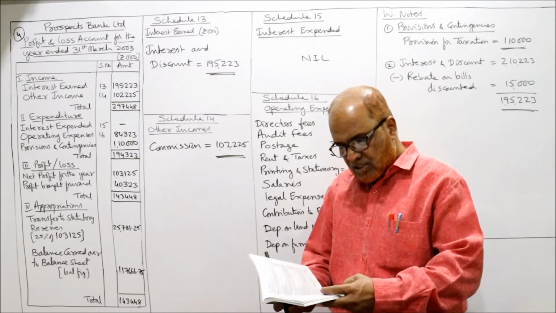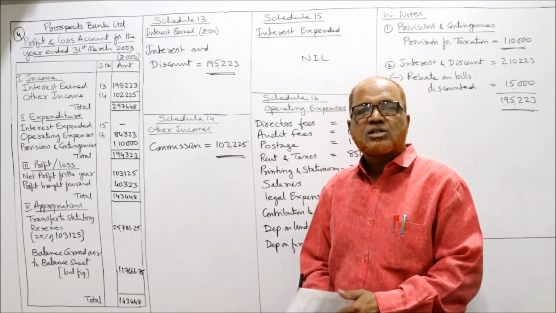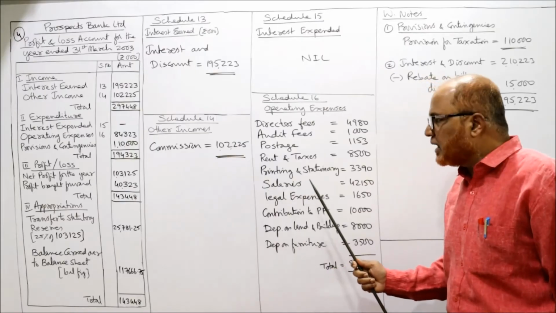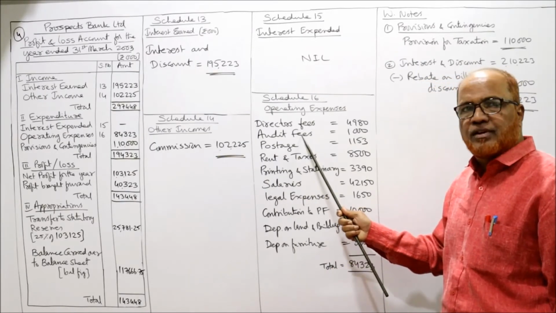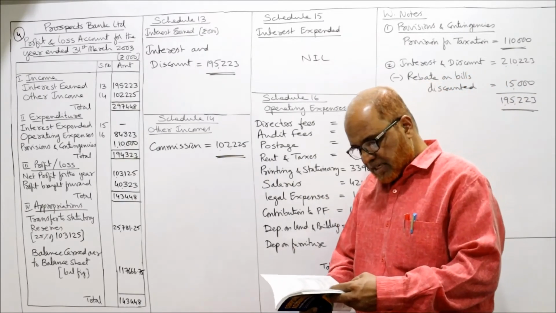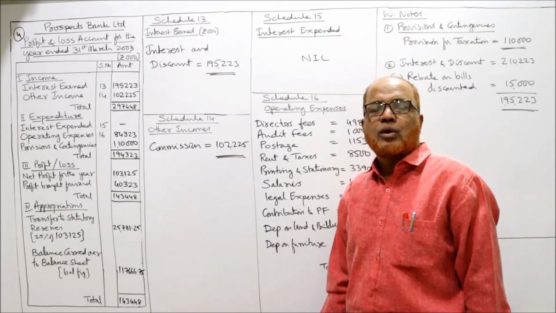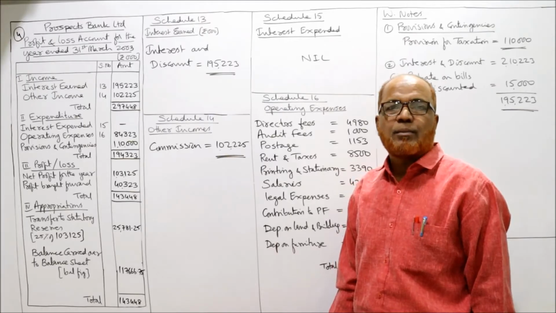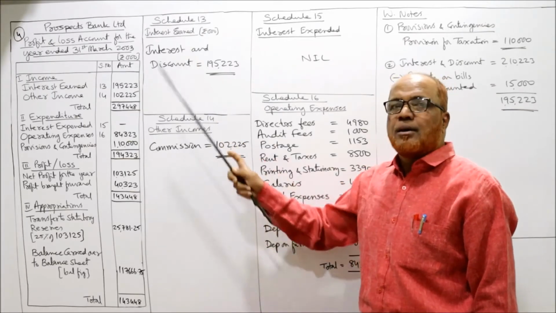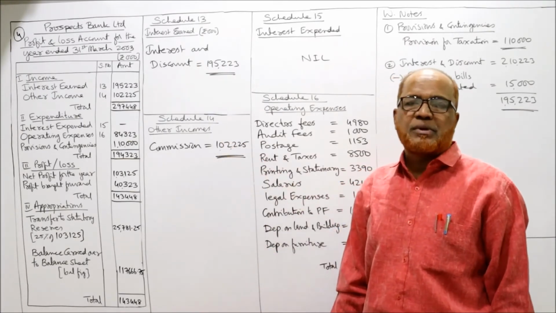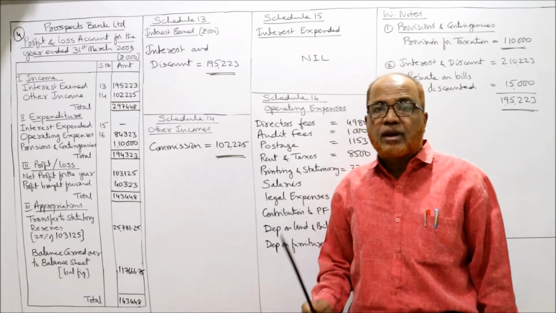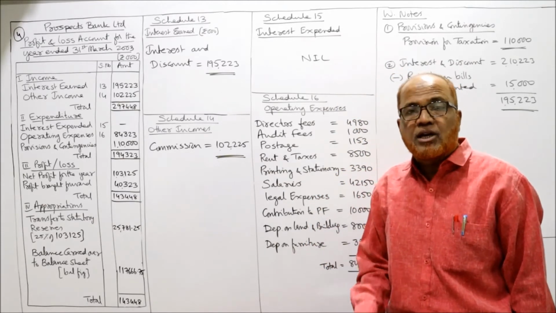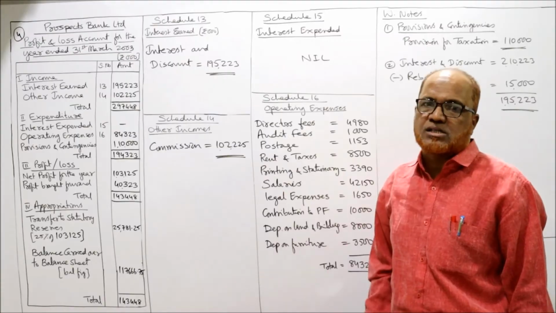Next, director's fees, audit fees. Director's fees and audit fees will come under operating expenses. Right. Next comes interest and discount. Interest and discount is interest earned. It will come under schedule number 13. But we have to see whether rebate on bills discounted is given or not. If rebate on bills discounted is given, it will be deducted from interest and discount.